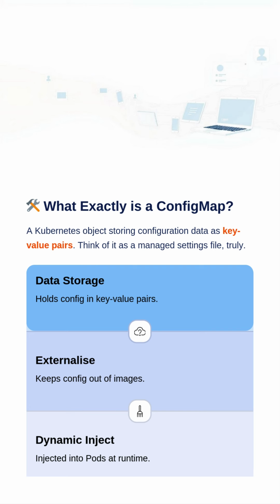What is a config map? A config map is a Kubernetes object that stores configuration data as key value pairs. Think of it like a settings file, except Kubernetes manages it for you. Instead of baking config into your Docker image, you keep it separate, and then inject it into pods at runtime.